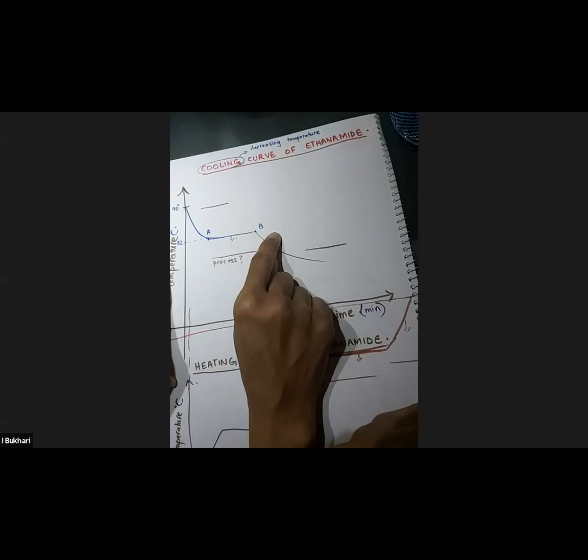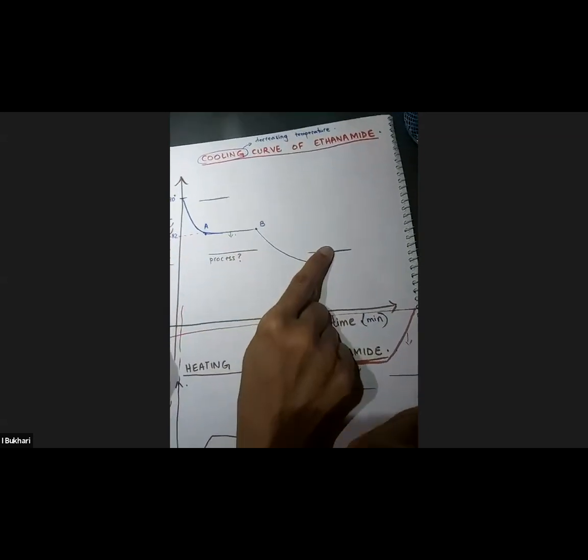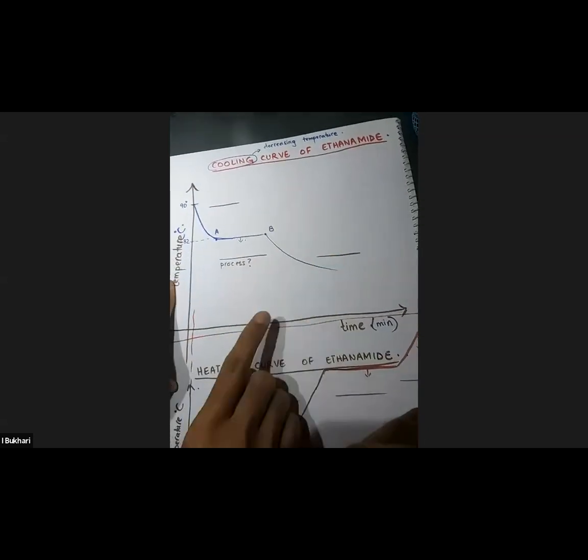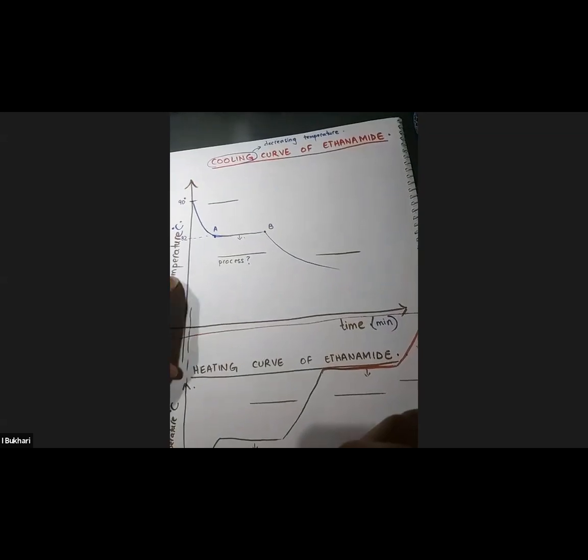Flat. Okay, label these parts with me. Yes, Ariba, good job. This flat portion is change of phase. Sorry, yeah, this is change of state of matter, change of phase. Change of phase. Condensation.